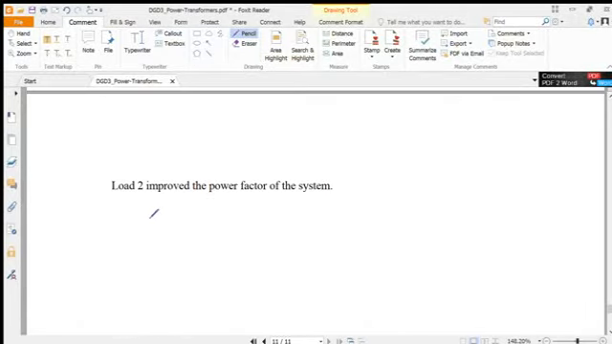The comment is that when the load is connected, as I said earlier, load 2, the capacitive load, is connected in parallel to the inductive load, so the power factor improves. So here is our comment.